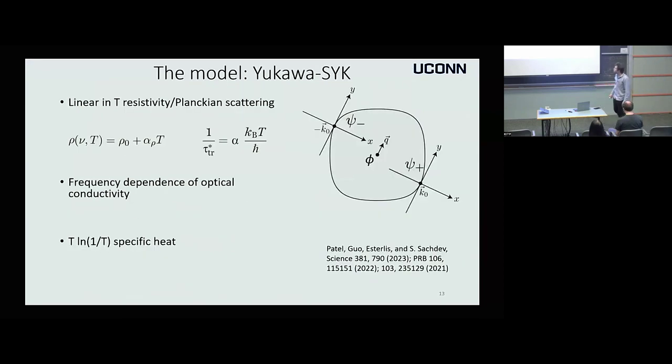The model of choice here is the Yukawa SYK model that Subir has talked about during this week already, and summarized most recently in this collection of papers. So here are its attractive properties. It gives you linear in T resistivity with Planckian scattering rate. It gives you the right frequency dependence of optical conductivity. It gives you T log T specific heat. So for phenomenological purposes, it definitely sounds like a good theoretical model that you can study to study non-Fermi liquids and strange metals.